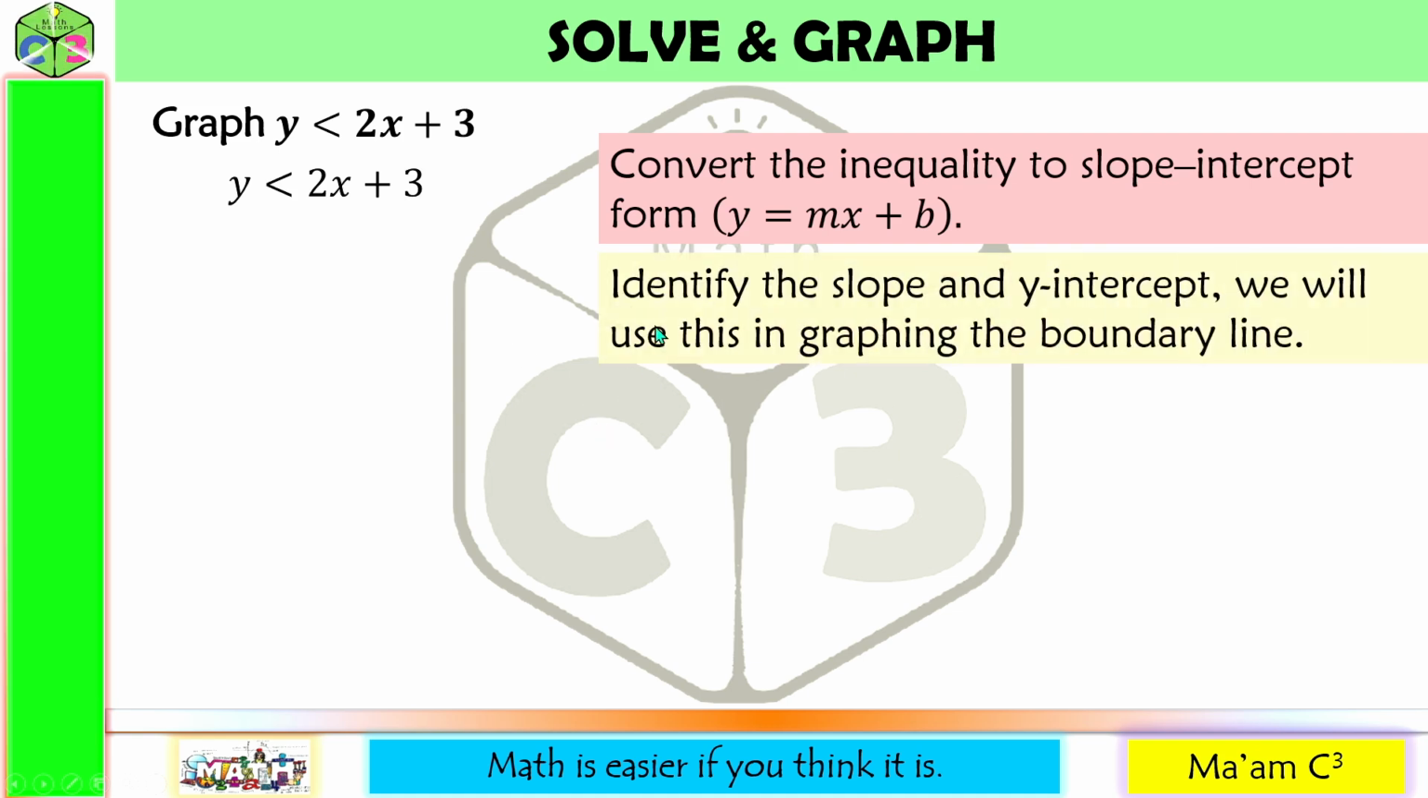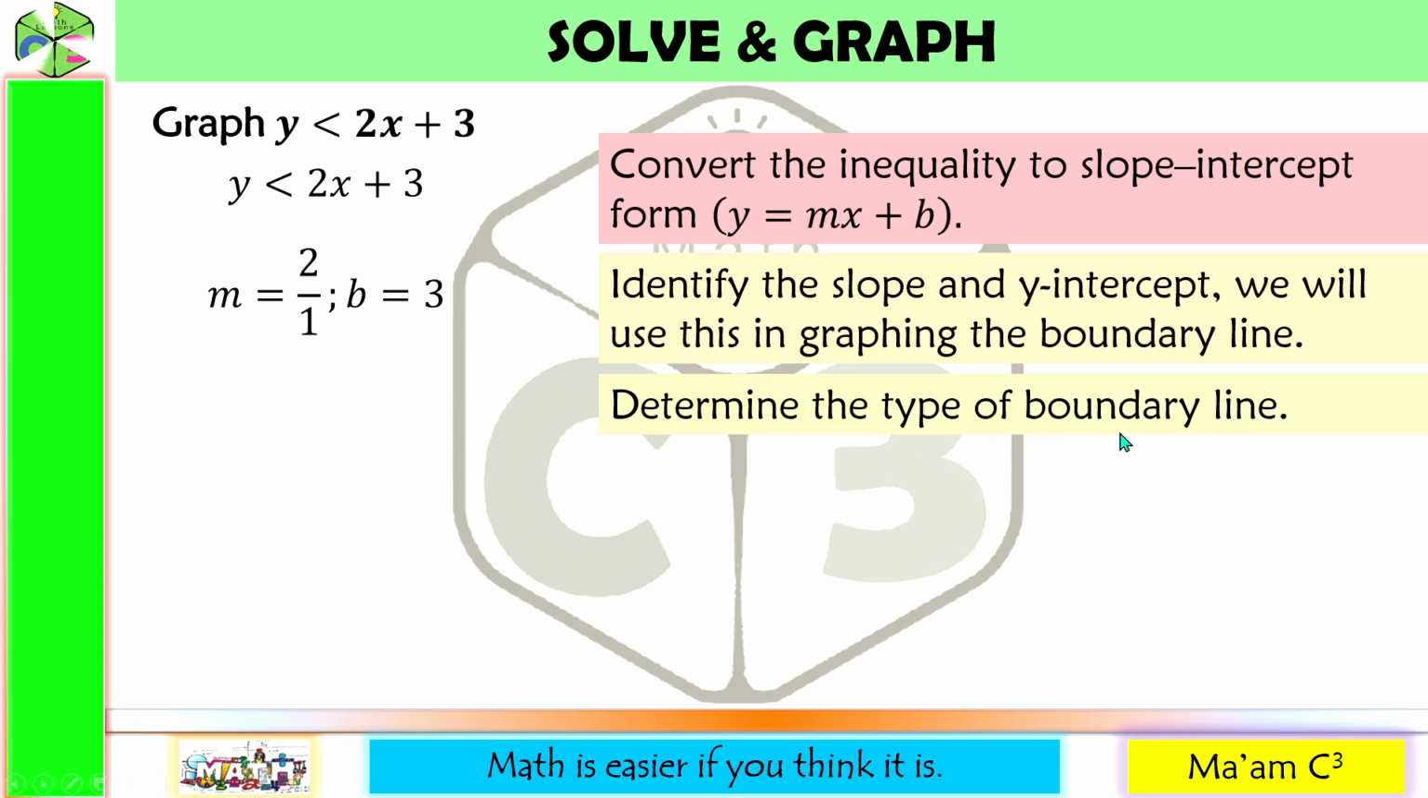Step 2. Identify the slope and y-intercept. We will use this in graphing the boundary line. So we have here 2x. This is the slope, the coefficient of the variable x. So the slope is 2, that is 2 over 1. And here is our y-intercept, which is equal to 3, our b. Step 3. Determine the type of boundary line. Since the inequality symbol is just less than, there is no "or equal to," then it means we are going to make use of a dashed line.